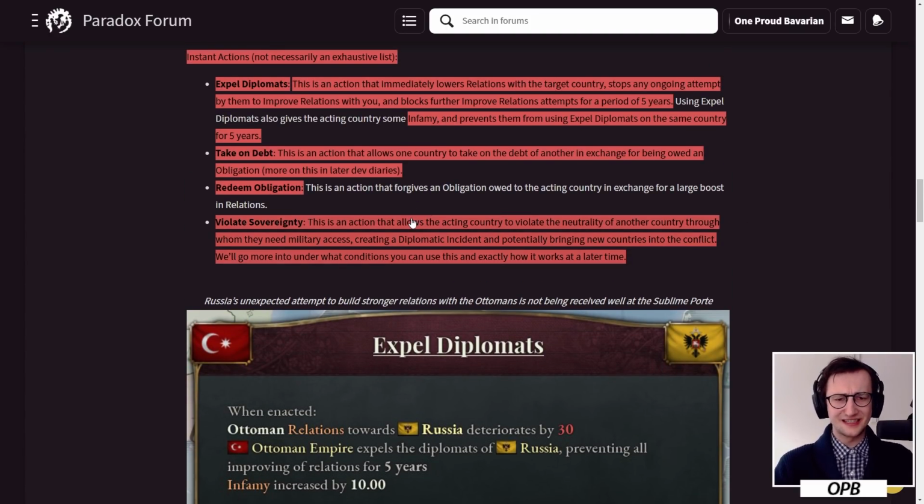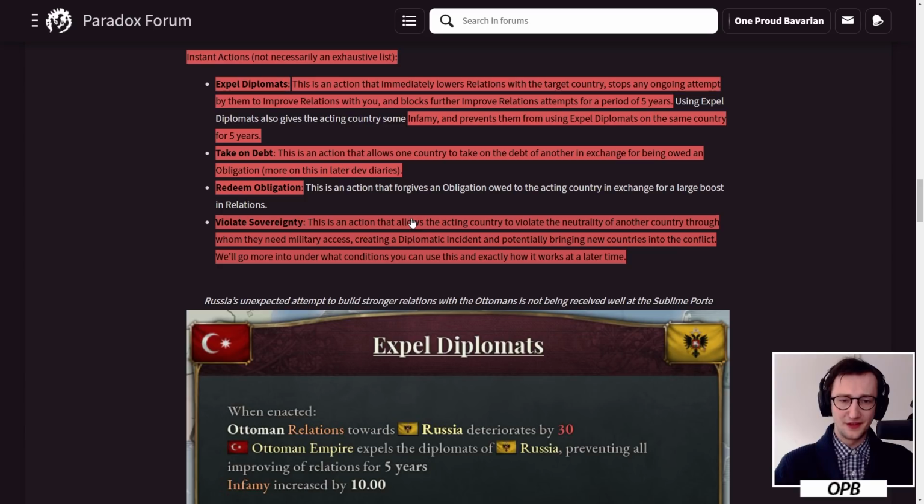Now, take on debt. This is an action that allows one country to take on the debt of another in exchange for being owed an obligation. More on this in later dev diaries. I assume they are basically favors, and if you want something from them and you have an obligation, then they potentially have to say yes or face, for example, infamy.